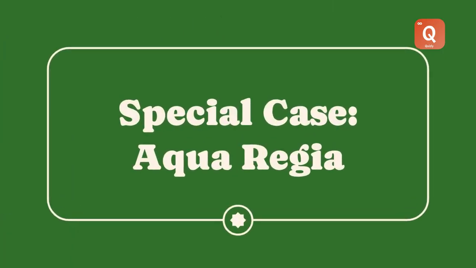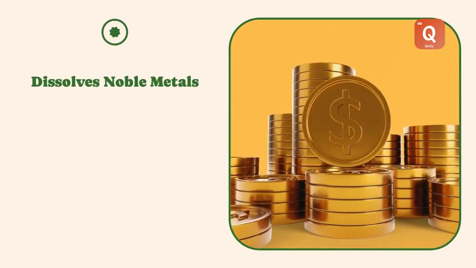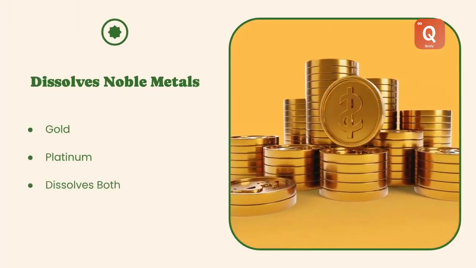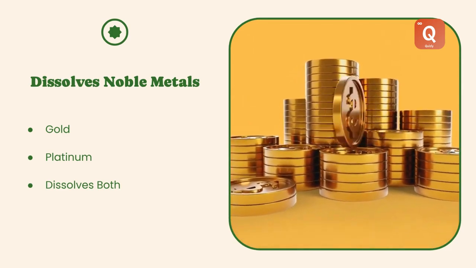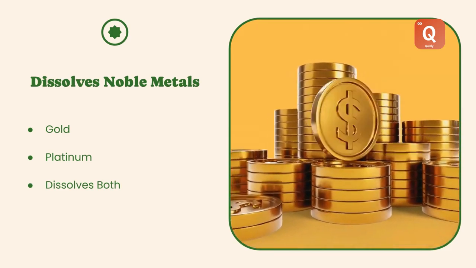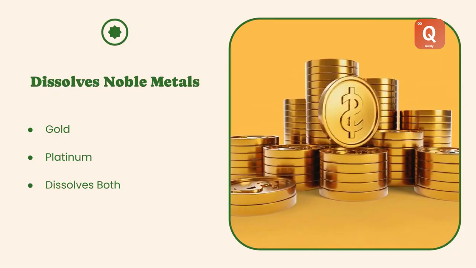Finally, let's talk about a very special mixture called aqua regia. Aqua regia is a fresh mixture of concentrated nitric acid and concentrated hydrochloric acid in a 1:3 ratio. It's powerful enough to dissolve noble metals like gold and platinum, which are otherwise unreactive to normal acids.